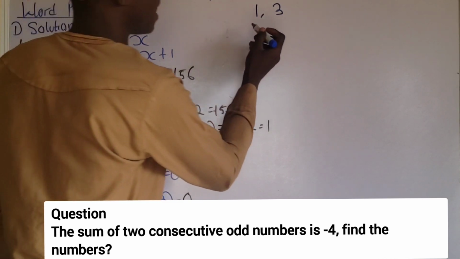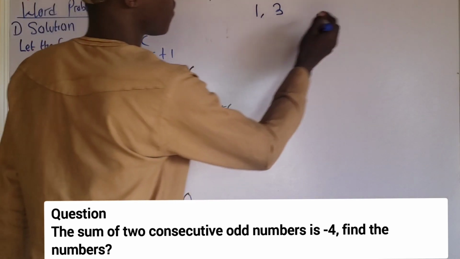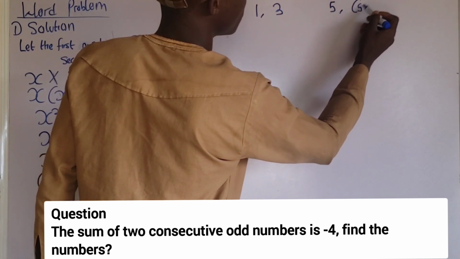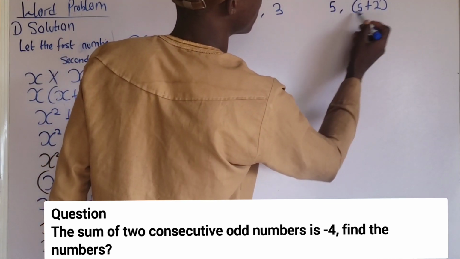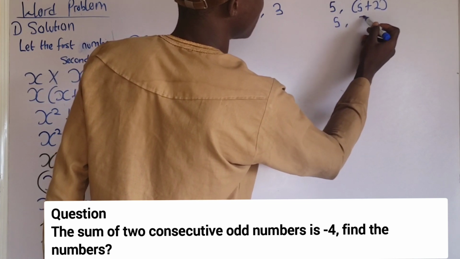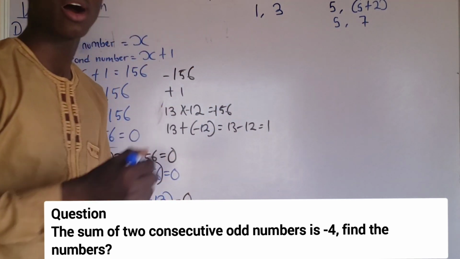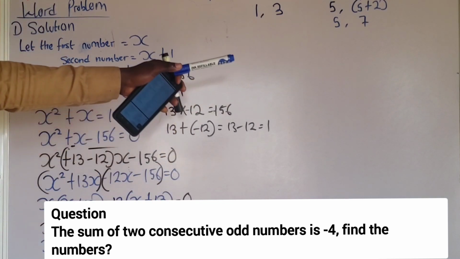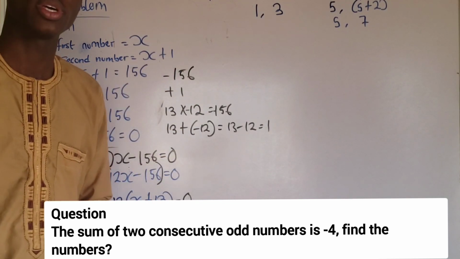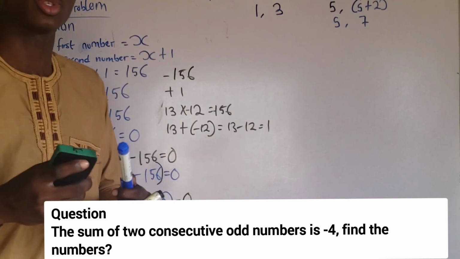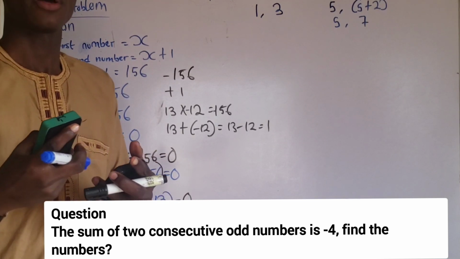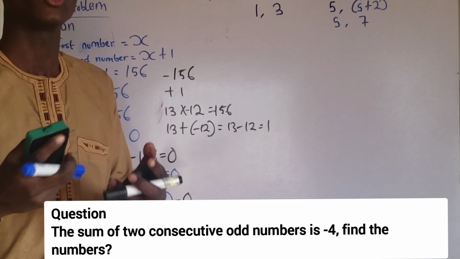So that means that, please pay attention. If the first number is 5, the second number will be what? 5 plus 2. That will be what? 7. 5 and 7. Are you paying attention? But now we don't know the number. You understand? We are asked to determine the number. I just cite this example so that you will know the difference between the two consecutive odd numbers. When we talk about two consecutive odd numbers, these numbers differ by 2. You understand?